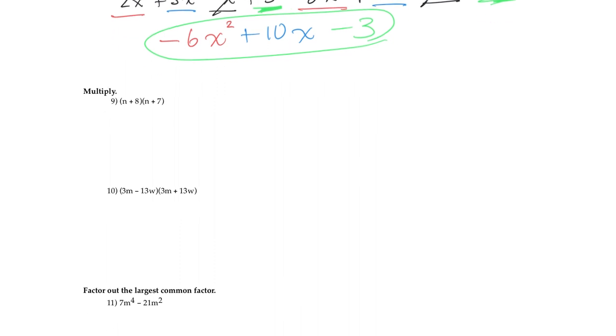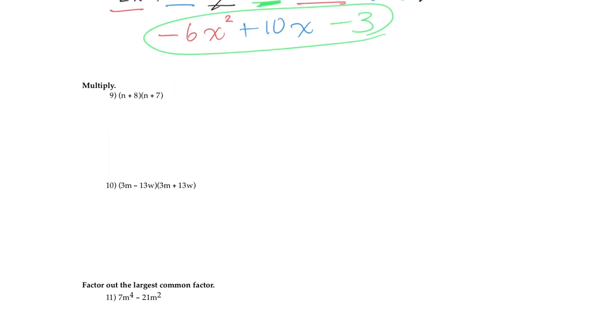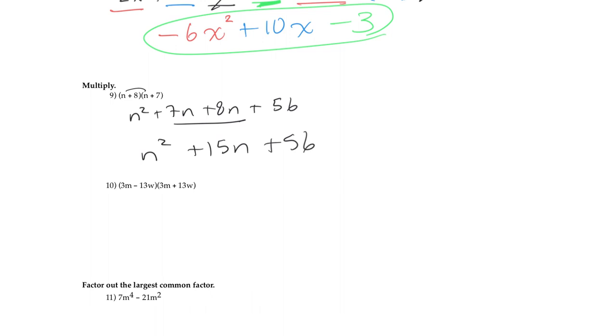Okay, next question was quite well done. This is just FOIL, right? So n squared plus 7n plus 8n plus 56. And since these are like terms, I would put them together. Plus 56. Same question with this one.